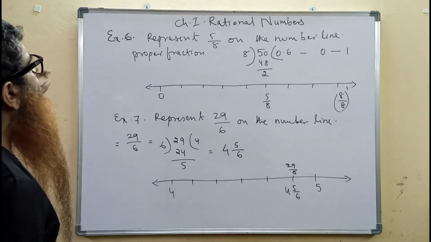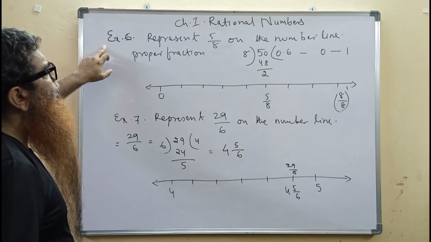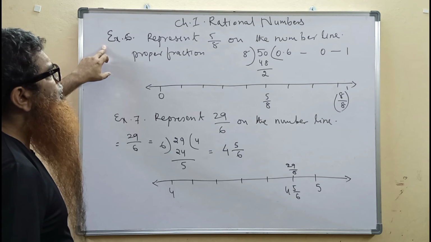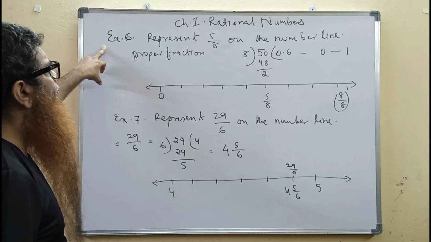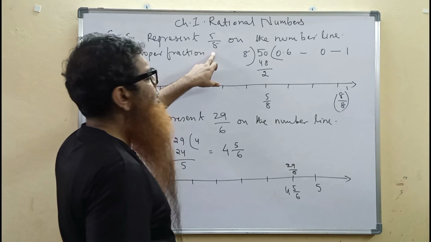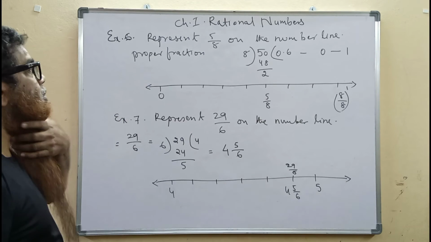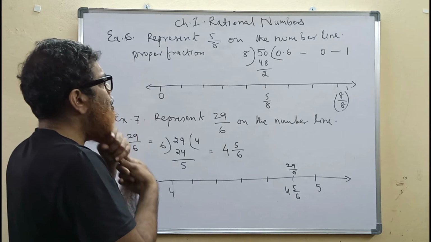I'll explain it again to you. The example was to represent 5 by 8. Our task was to represent 5 by 8 on the number line. 5 by 8 is a proper fraction. You can understand 8 being the denominator and 5 being the numerator. When the numerator is smaller than the denominator, it's called a proper fraction.